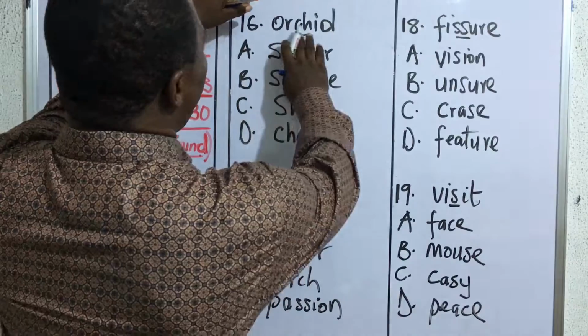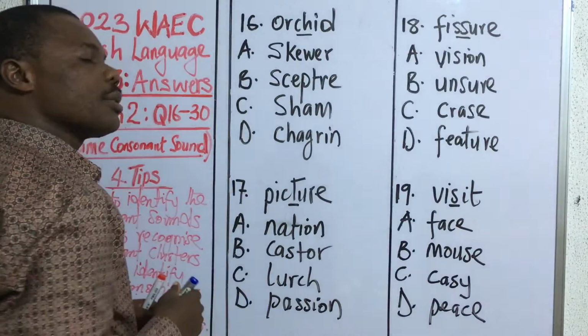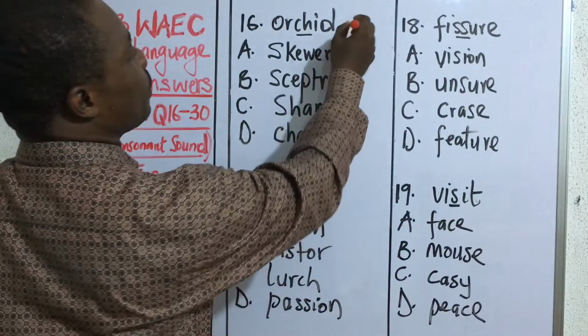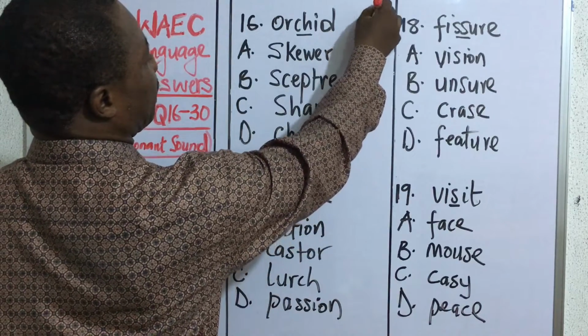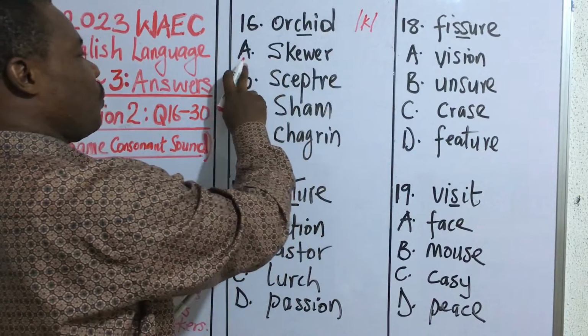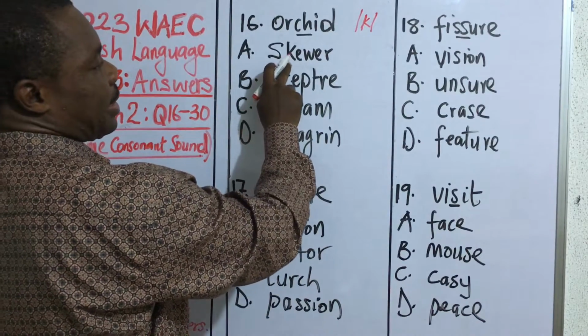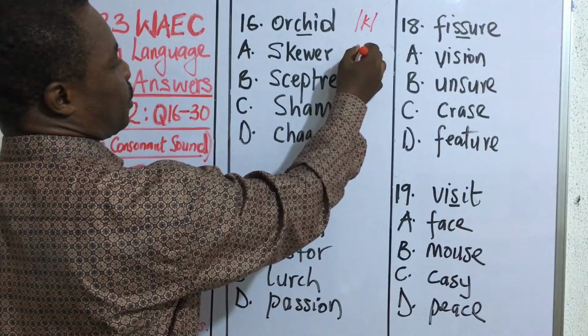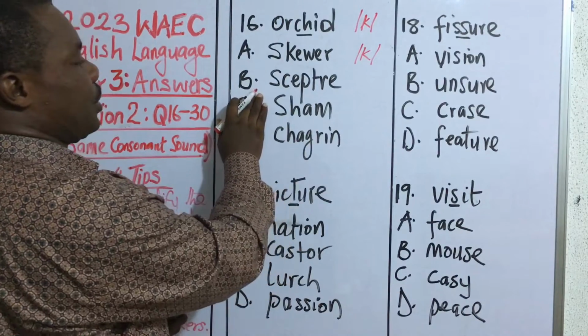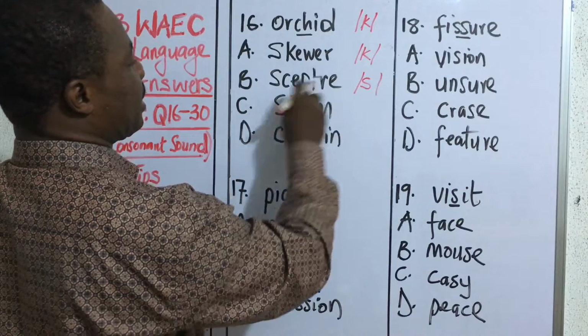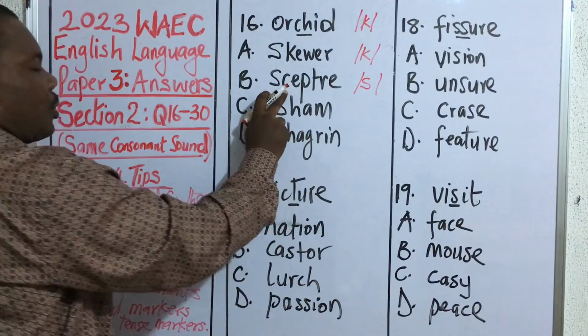Question 16. Orchid. The sound that is underlined is represented by the symbol K. So you are going to have consonant K here. So the first option is skewer. There is a K sound here, so let's just suspect that. Option B, scepter. For this, you are going to have S. This C is silent here, it's not pronounced.